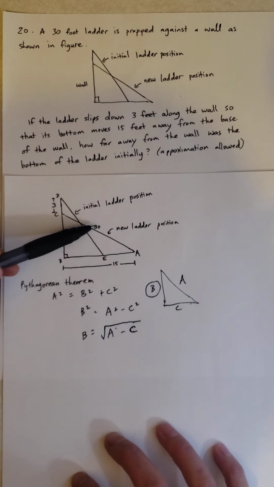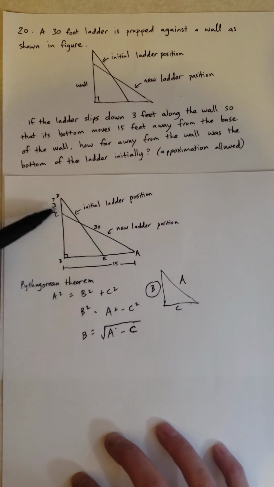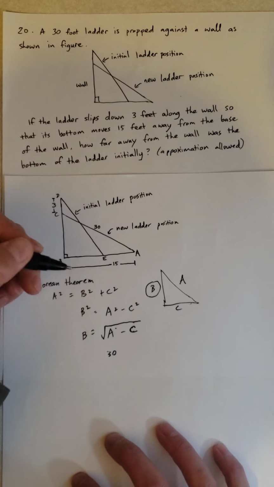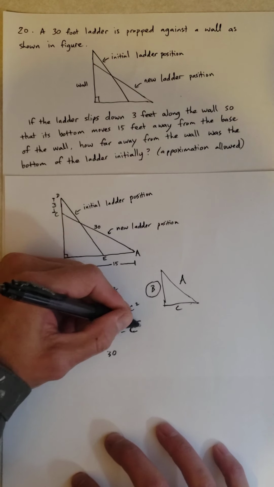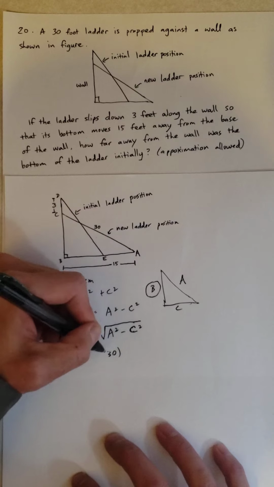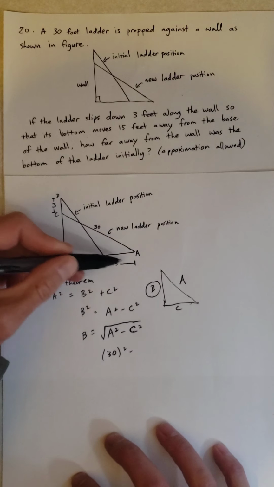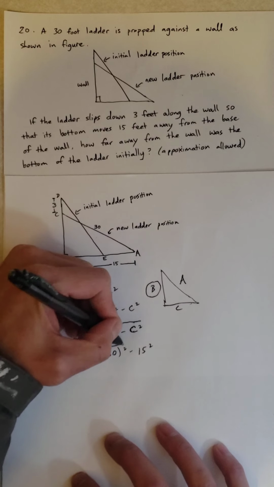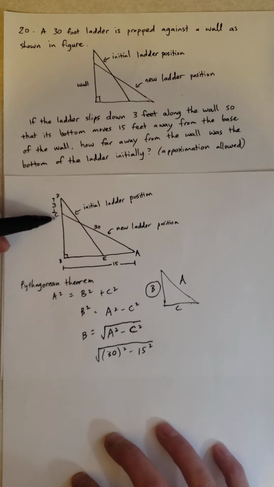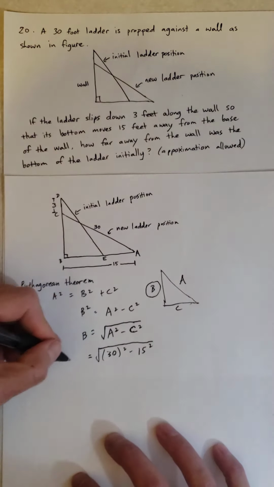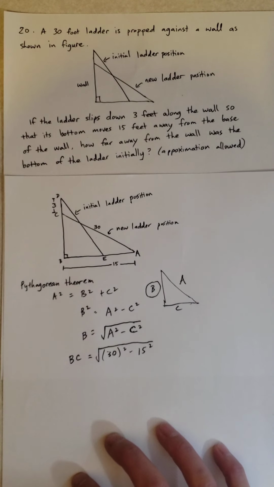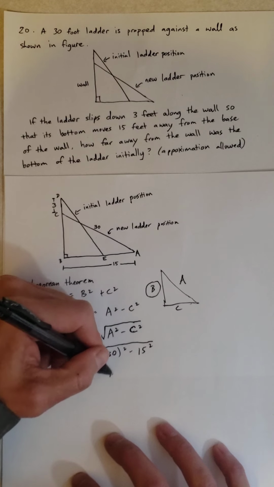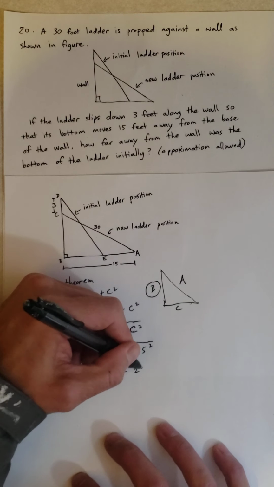So similarly, we can take this here and take this side here, which is 30. I think I forgot this squared here. So 30 squared minus 15 squared. We're going to square root that. And we'll just replace this with BC because this side is called BC, okay? And the side BC is the square root of 900 minus 225.